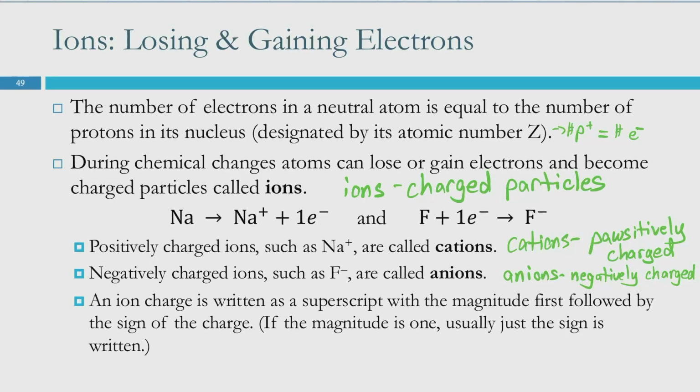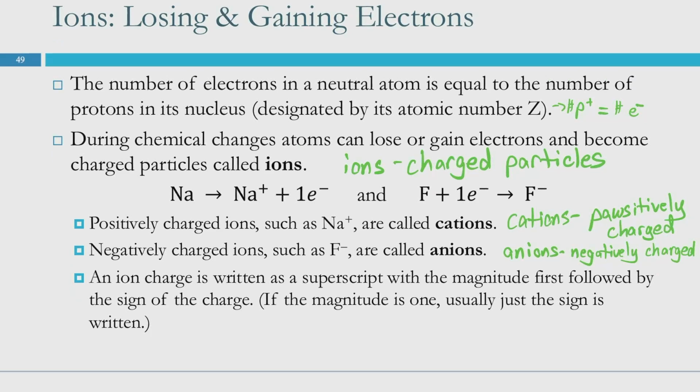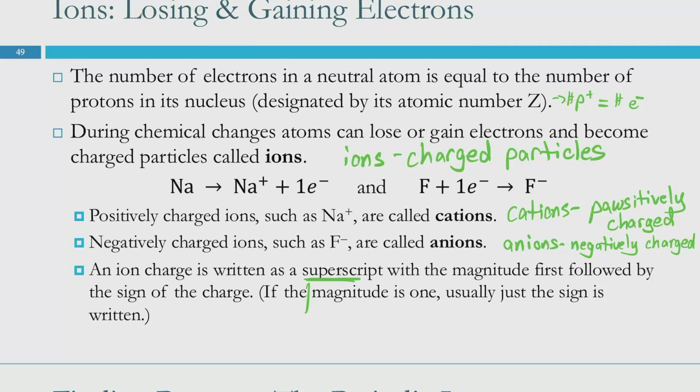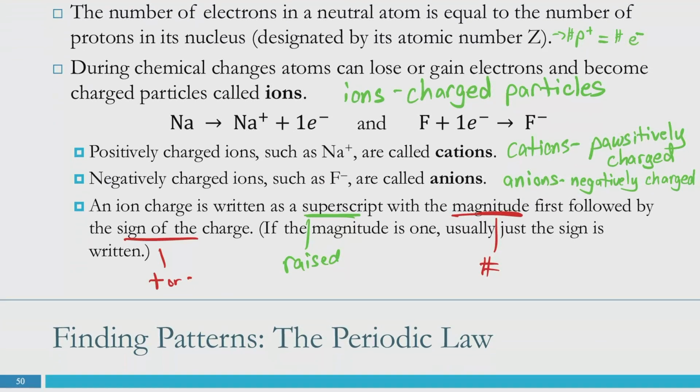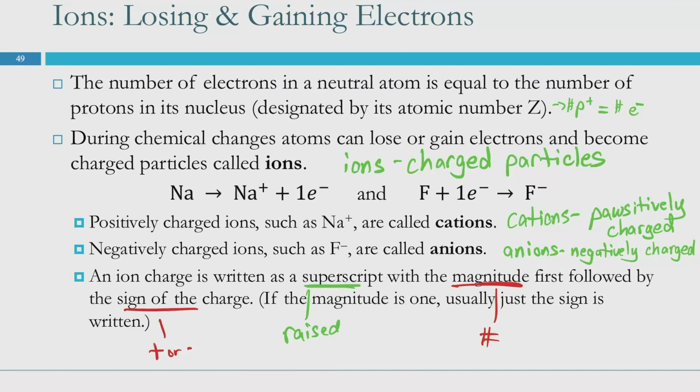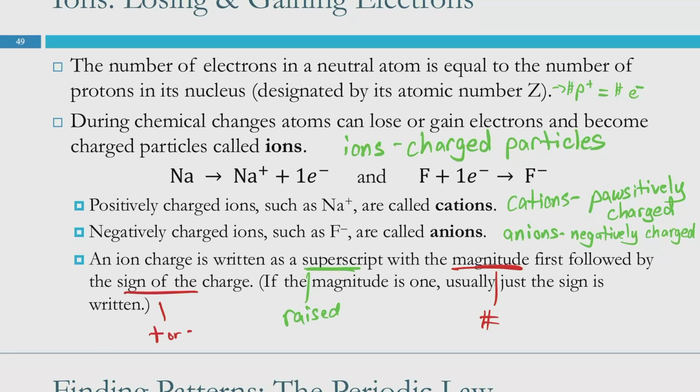So some words to memorize for us. Our ion charge is written as a superscript, so it's slightly raised, with the magnitude, the number, first, followed by the sign, positive or negative. If it's just a 1 charge, we usually just leave off the 1, the 1's implied. That's a common theme, you may remember. Questions about ions? We'll be talking about them more. This is just like our crash course on ions.